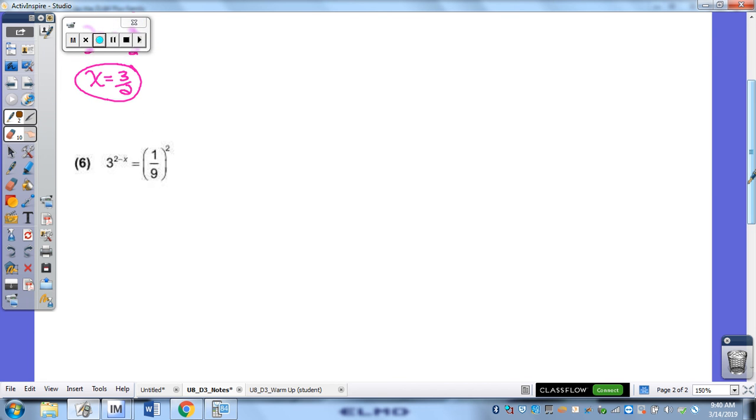All right, let's look at number 6. So for number 6, we have a 3 and we have a 9, but the 9's in a fraction. What kind of an exponent makes fractions? Negative ones. So this 1/9 is really 9 to the negative 2.